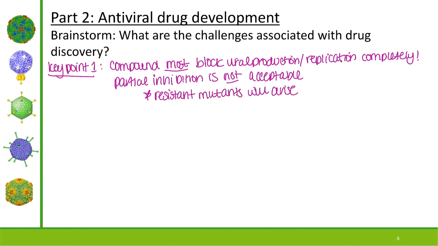I say that it must completely block viral production and replication, but keep in mind, you can never get 100% blocking. Even when it comes to our antibiotics, you don't get 100% killing of the bacteria. You want enough that, with the host immune system and everything else that is happening, the infection is able to be cleared. But again, our goal is still always to get 100% blocking.